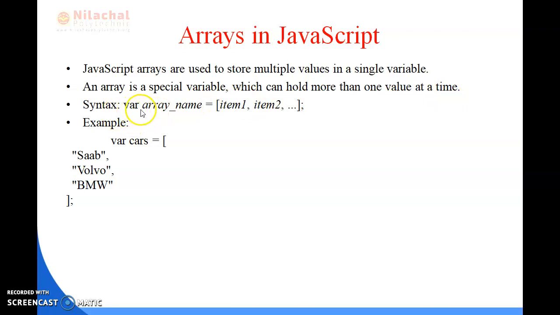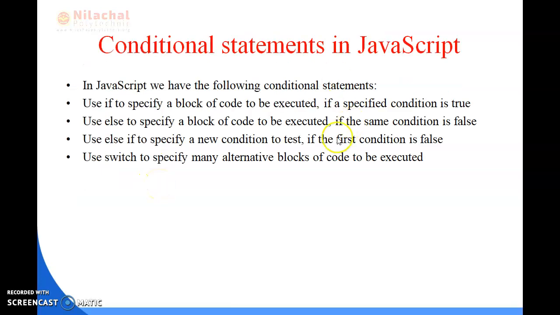Syntax is var. Var is the keyword for declaring a variable. Array_name is the name of the array, and this is the array's value: item 1, item 2. For example, var is the keyword, cars is the array name, and these are the items: SAP, Volvo, BMW. By using the var keyword and following this procedure, we are declaring arrays in JavaScript. Next is conditional statements in JavaScript.